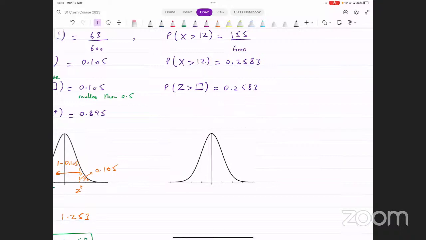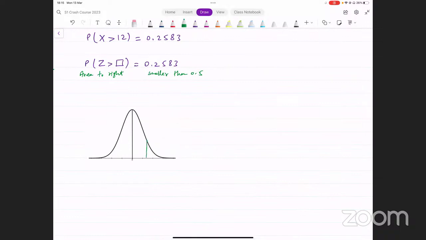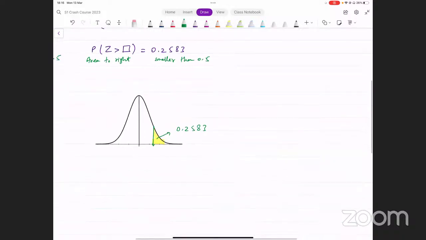Okay, so now what does this say? It says area to the right, area towards right, that should be smaller. If you compare it with 0.5, it should be smaller than 0.5. So now what we want is that the area to the right of this value of z should be smaller. Where do we place z here? We'll have to place it on the right side, because that would ensure that the area to the right of z is smaller. So this area that we have is equal to 0.2583.